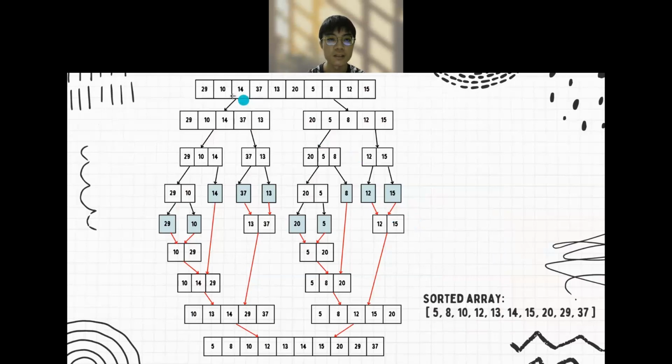Since the unsorted array has 10 elements, we will first divide it into two halves, with each having 5 elements. Then we will divide each half into another two halves, one with 3 elements and the other with 2 elements. We will divide the halves until there is only one item left, like 29 and 10. After the dividing process, we will start the sorting and merging process.